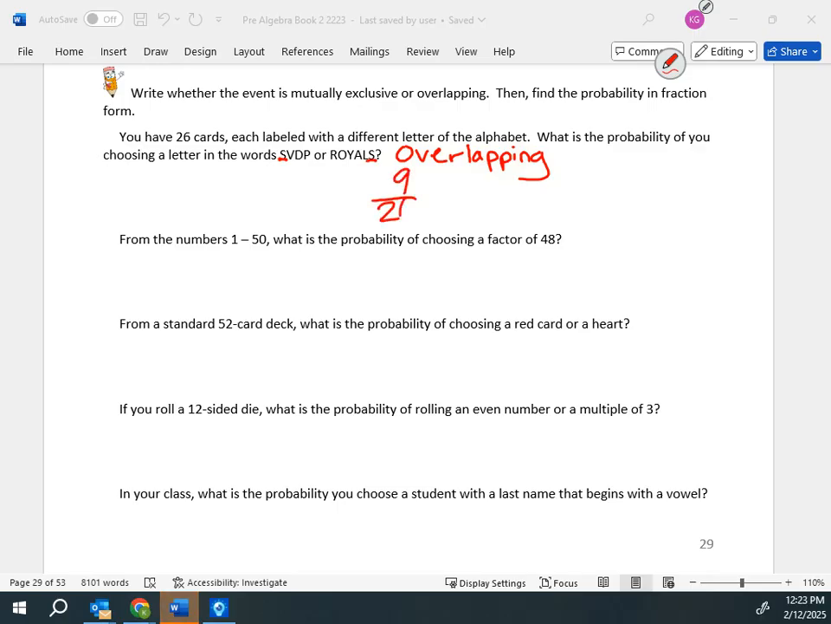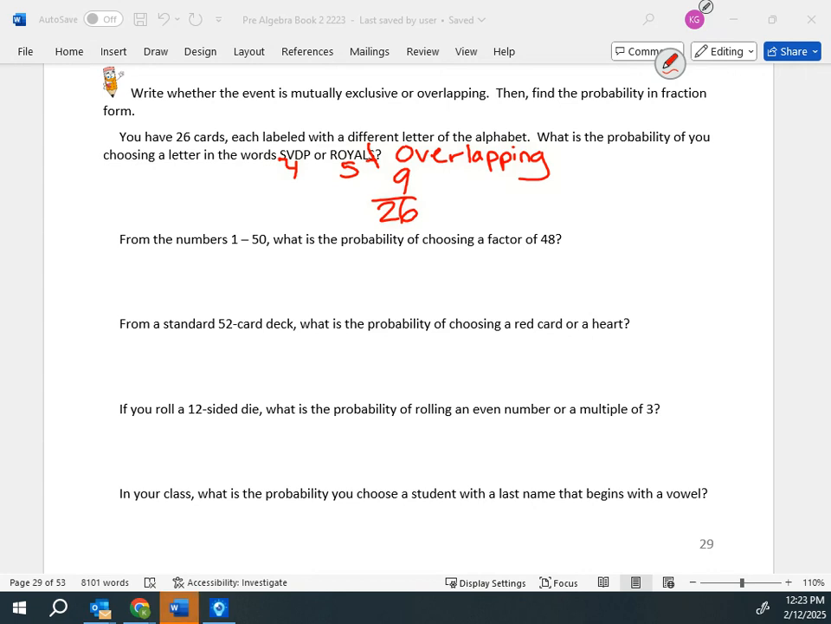Because in SVDP there's 4, and then in the Royals there is 6, but you can only count the extras. Yeah, so we had 4 right here. We can't count that S because we've already counted an S. So we have 5 with the Royals. So 4 plus 5 is 9.